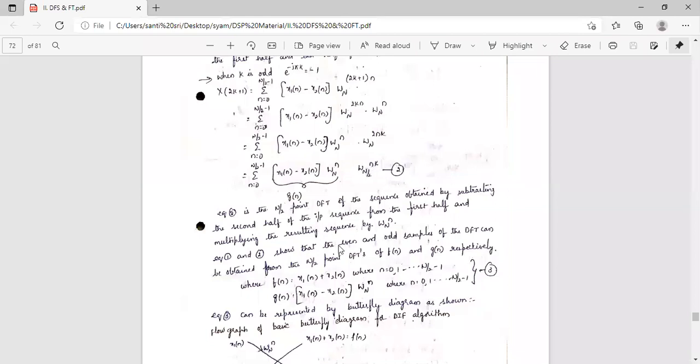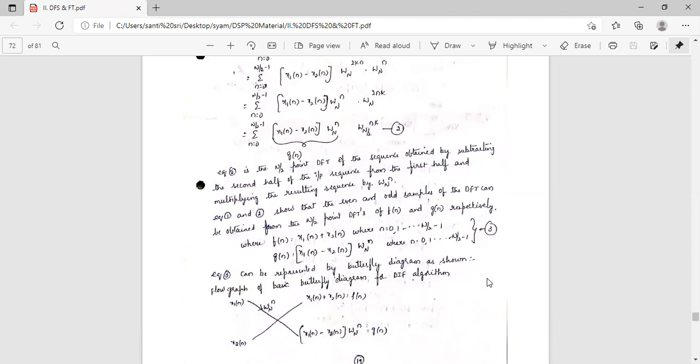These two equations show that the even and odd samples of the DFT can be obtained from the N by 2 point DFTs of f of n and g of n respectively, where f of n is x1 of n plus x2 of n, where n equals 0 up to N by 2 minus 1, and g of n is x1 of n minus x2 of n whole into W_N power n, where n is varying from 0 to N by 2 minus 1. Let it be considered as equation number 3.